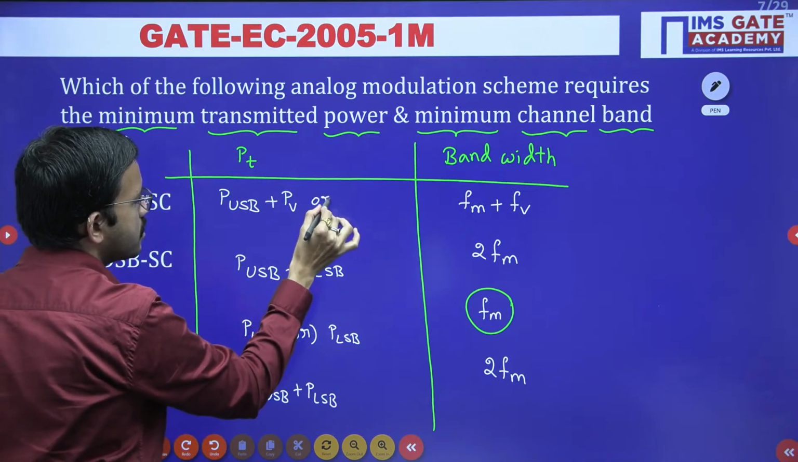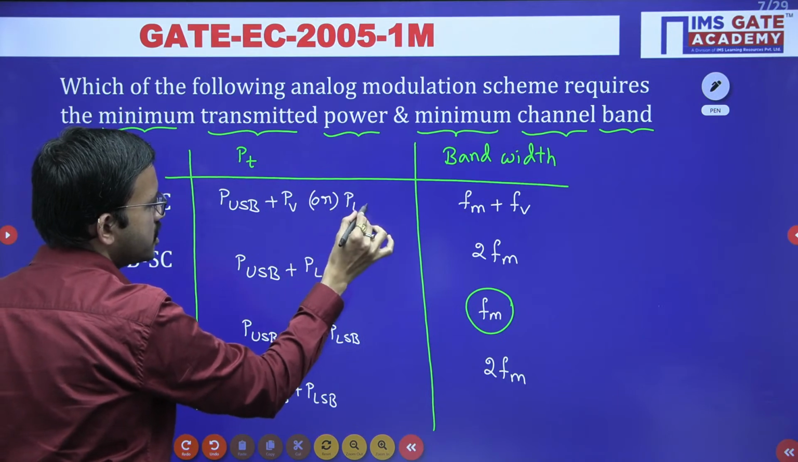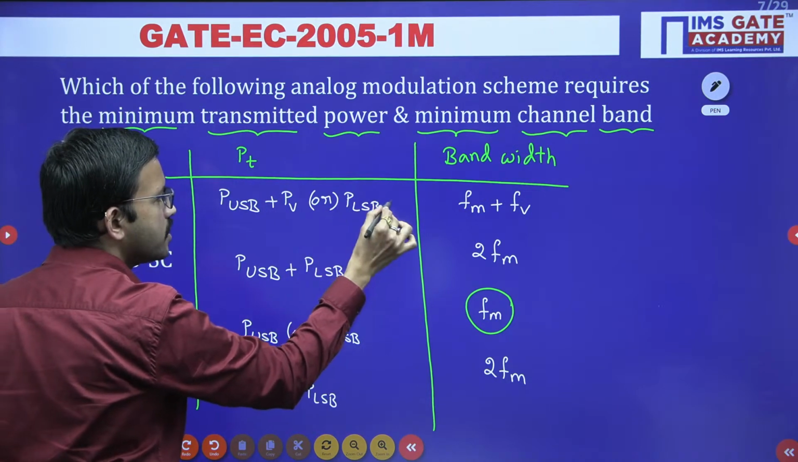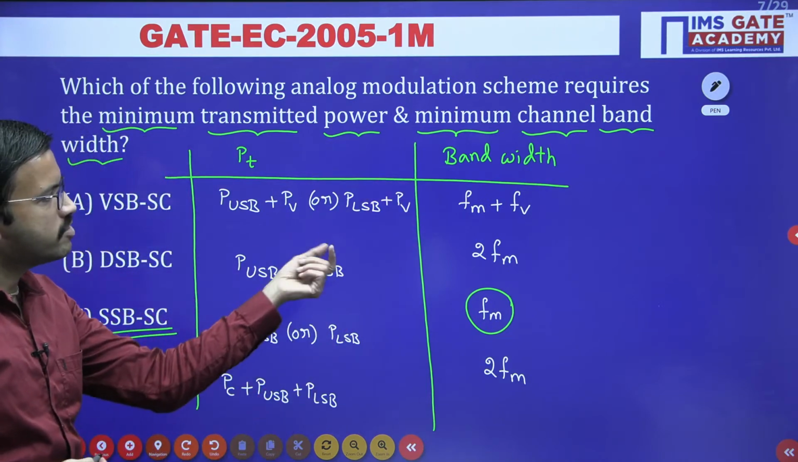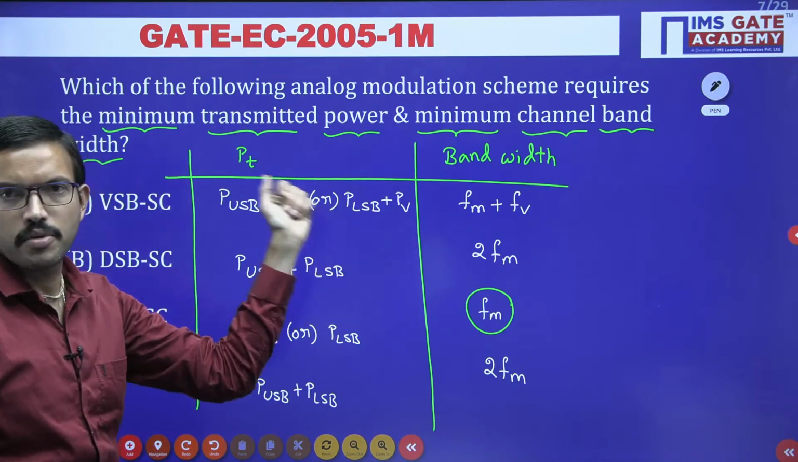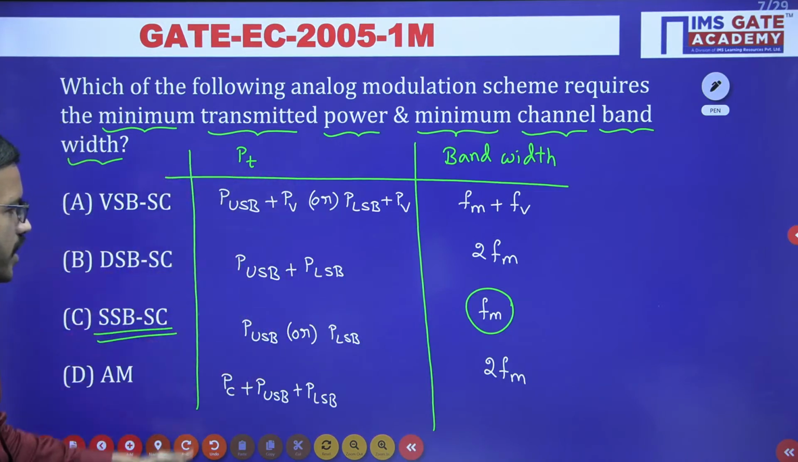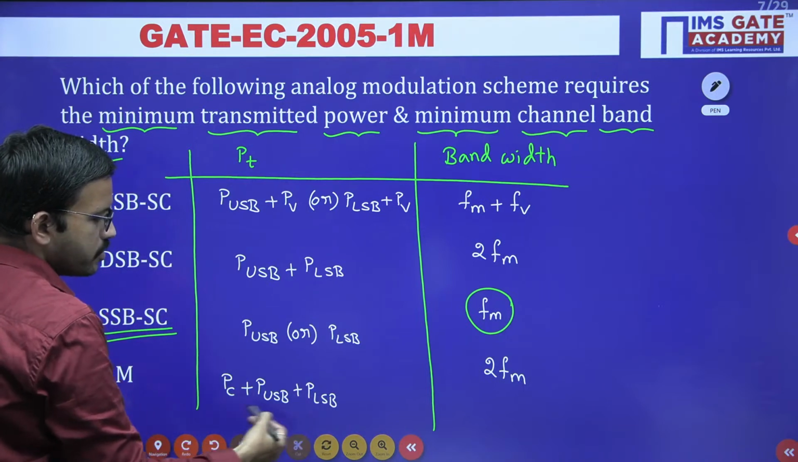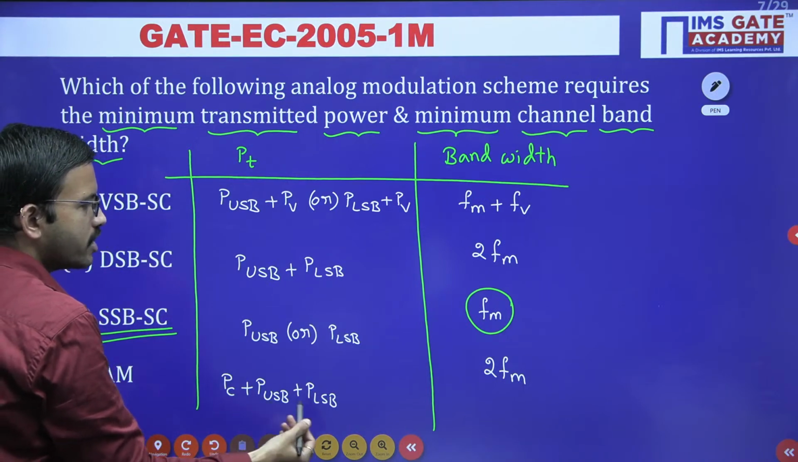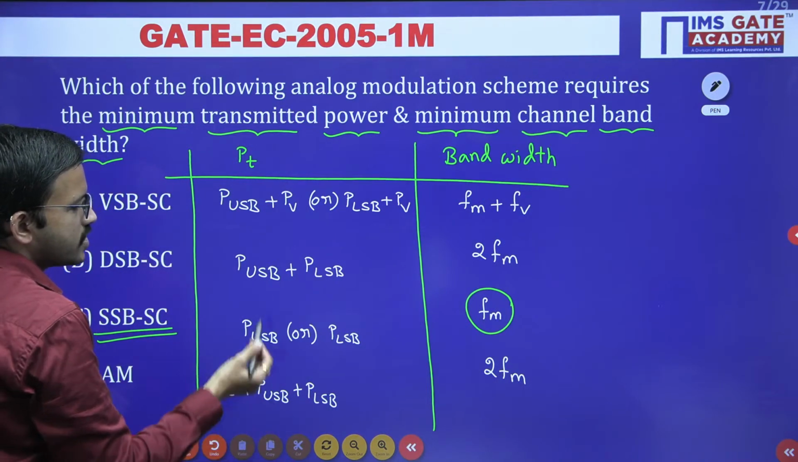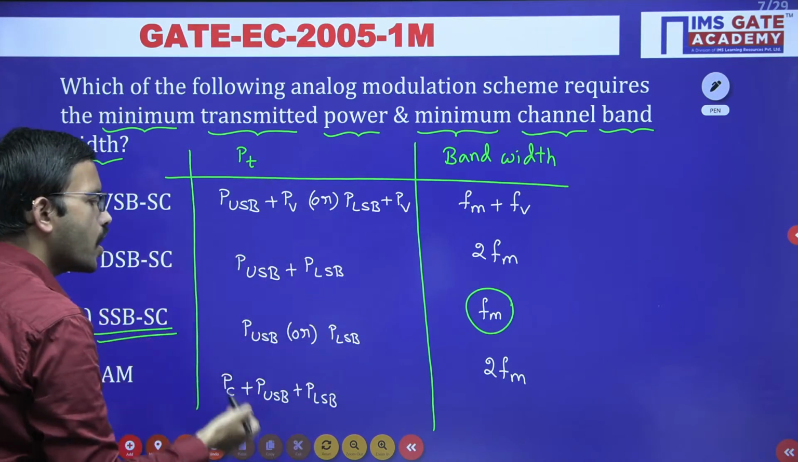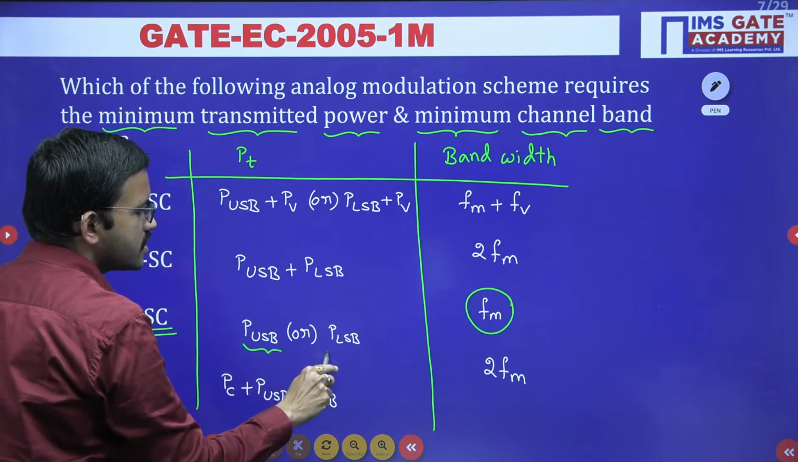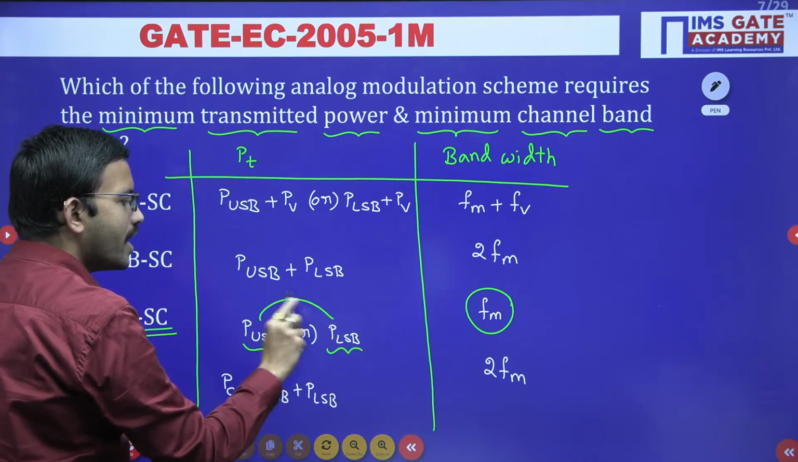Or similarly, if you consider the lower sideband completely, along with some part of the upper sideband, the power for that is PV. Now when you look at all these equations, this one has the maximum value, compared to this one this is less, and among all, this one is the least. Both the values are the same.